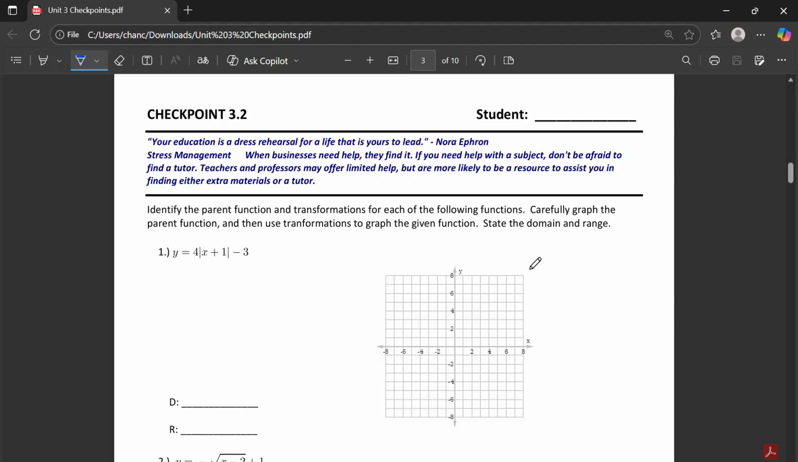Okay, let's look at checkpoint 3.2. Problem number one says identify the parent function and transformations for each of the following functions. Carefully graph the parent function and then use transformations to graph the given function, state the domain and range. So looking at this, I see y equals 4 times the absolute value of x plus 1 minus 3.